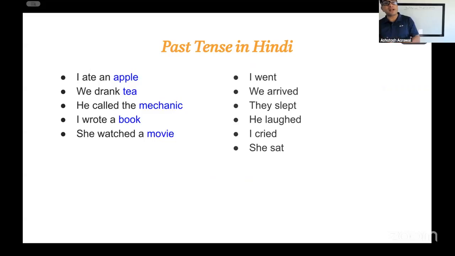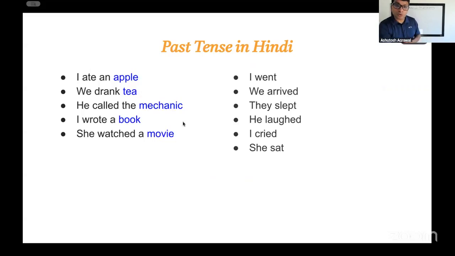In contrast to that, you look at the examples that you have on the left hand side. I ate. Okay, it feels incomplete. Like the natural question would be, what did you eat? Okay, and the response is like I ate an apple, or I ate a banana, or anything. Similarly, I drank. Like what, it needs something, right? What did you drink? So I drank tea. He called the mechanic. It needs someone, right? So the first two words require something, and this one requires someone to kind of find out the details.